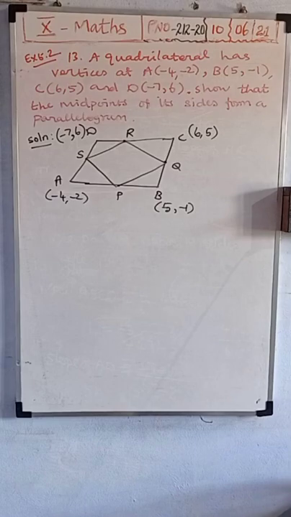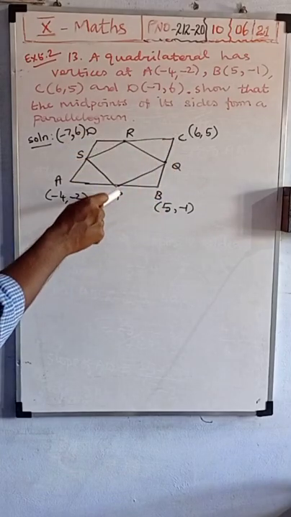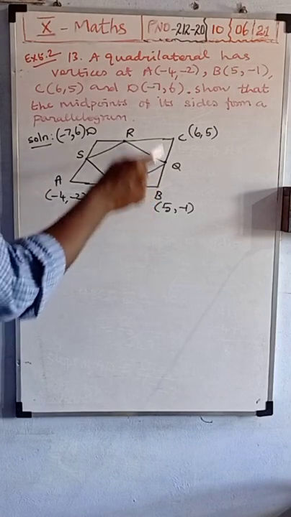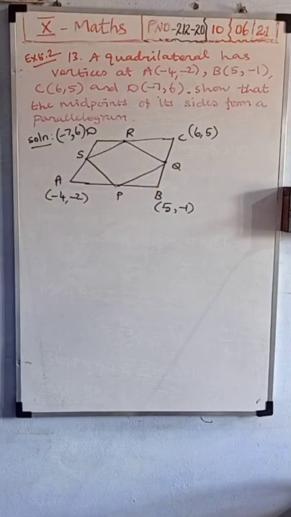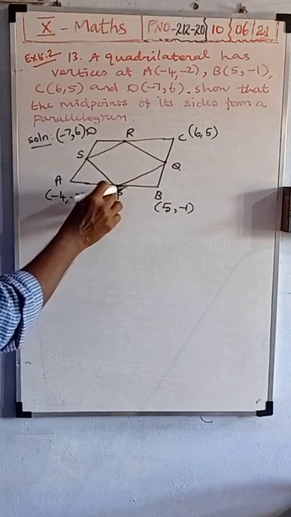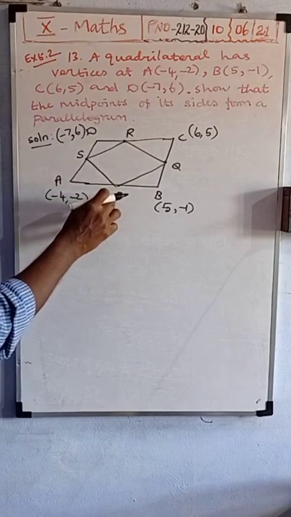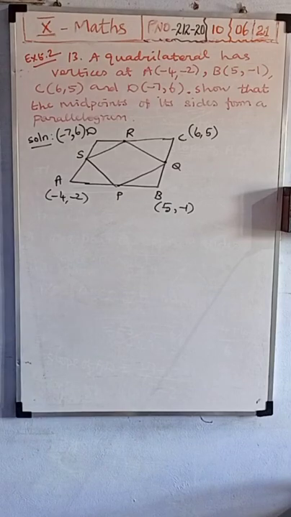Okay, in a quadrilateral there are four sides, and we want to choose the midpoints of the four sides. Look at the diagram. ABCD is a quadrilateral, and PQRS are the midpoints of the sides of the quadrilateral. First we want to find the midpoints. After finding the midpoints, we want to show that they form a parallelogram. That is, PQRS is a parallelogram. That only we want to show.